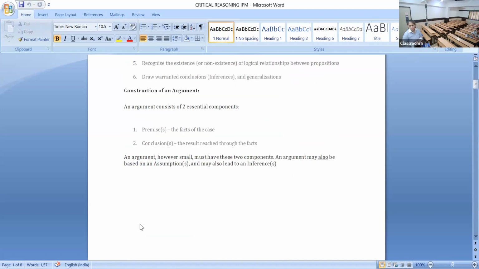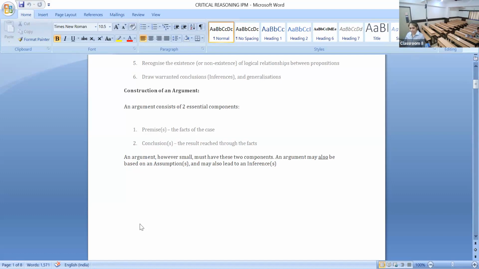This is important. So you see this construction of an argument. Whenever you are arguing, in the sense, whenever you are critically analyzing, you have to identify two components in your exam. One is your facts and the other one is your result. So it will revolve around facts as well as result. You can just write it down in your notebook.